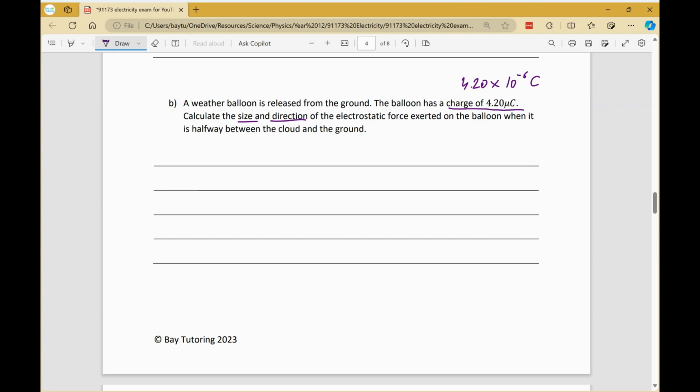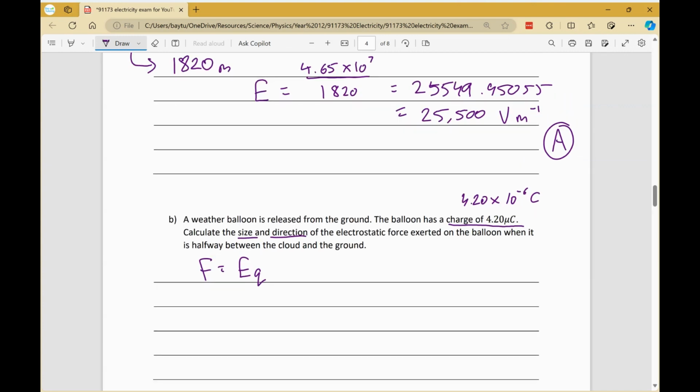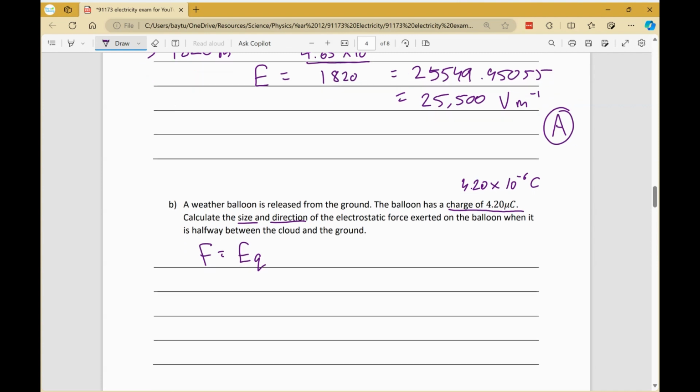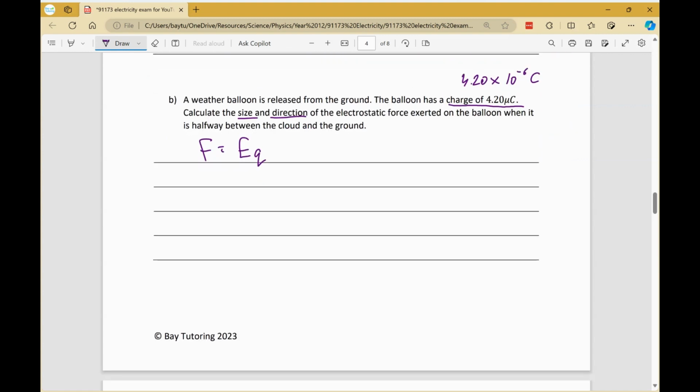All right, we're going to use this formula here, F equals EQ, because we know the charge, we want to know the force, and we know from the previous question what the electric field strength is. In the exam, what they'd probably do is make that a show that question, because we need that number somewhere else. If you see a show that question in the exam, it's a good hint you're going to need that number in one of the following questions.